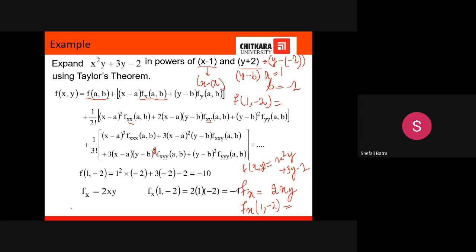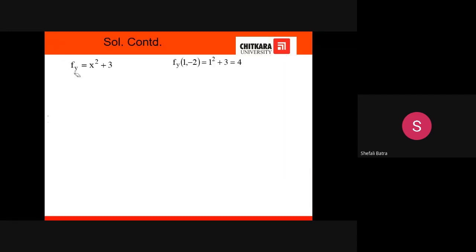Go for fy. First order derivative with respect to y. It's 4. Okay, let us see. In the next step we will see fy is equal to x square plus 3. So it is 4. Now find fxx.